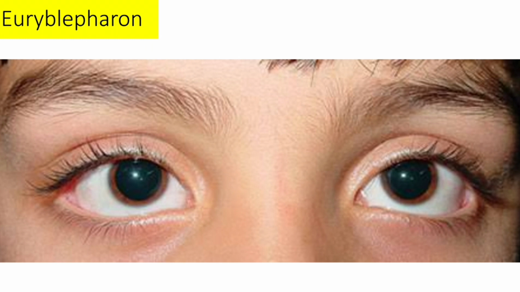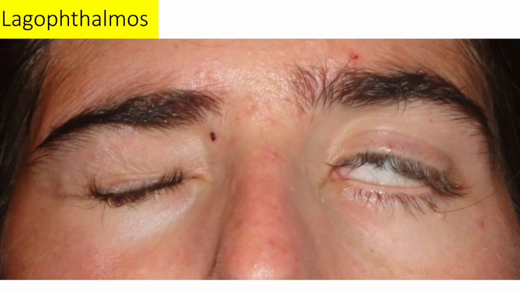Okay, now there is Euryblepharon. Euryblepharon is the enlarged palpebral fissure aperture. It is a congenital eyelid abnormality where there is a horizontal enlargement of the palpebral fissure. Vertically the eyelid is small, but horizontally it becomes larger. Okay, this is lagophthalmos. Lagophthalmos is simply the inability to close the eyelid.